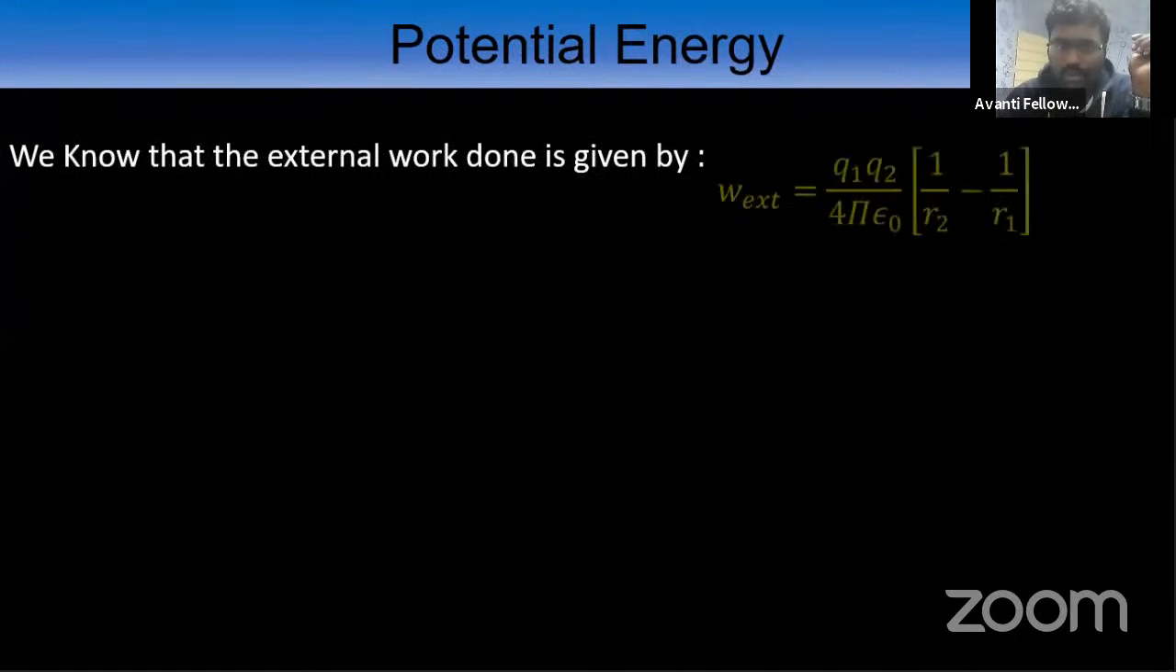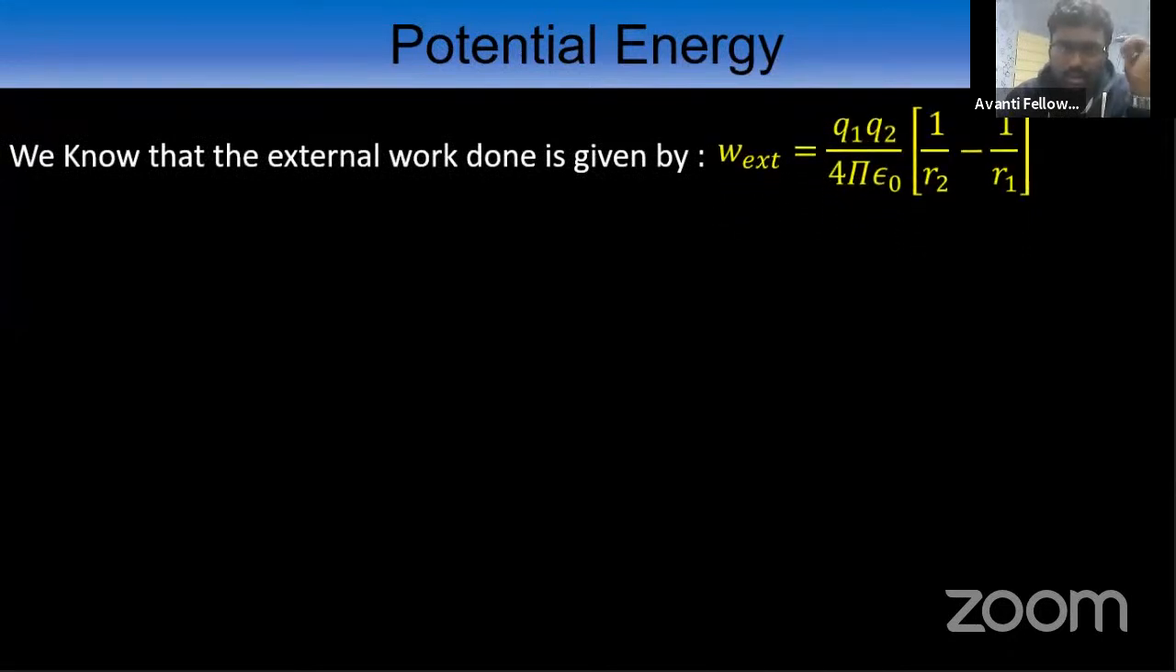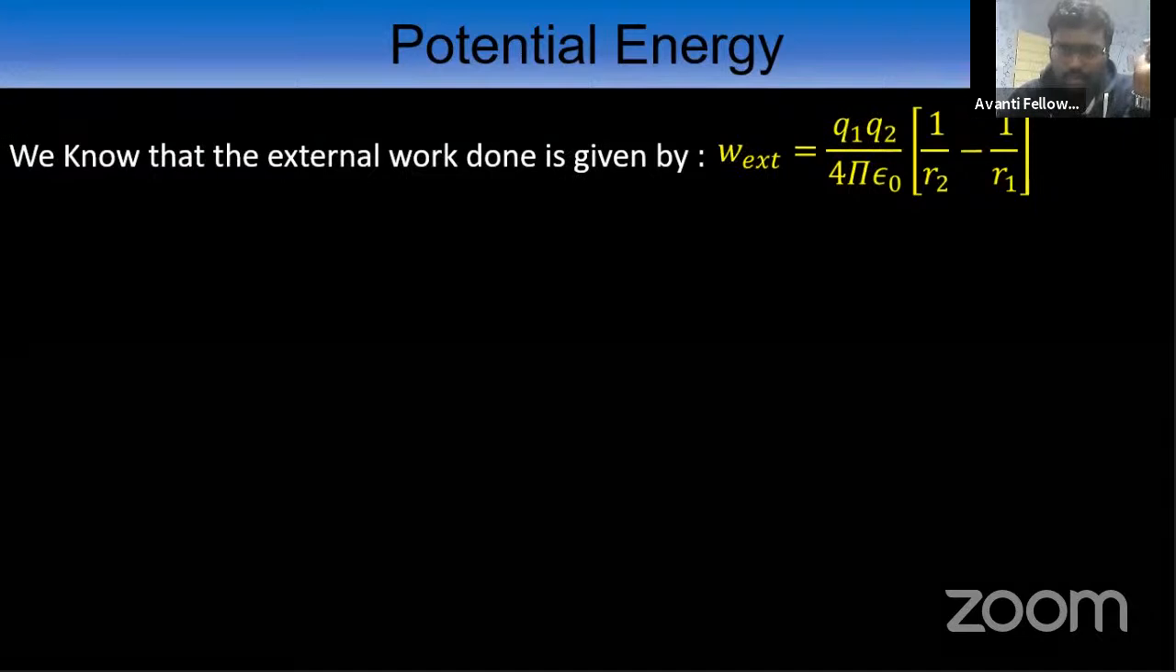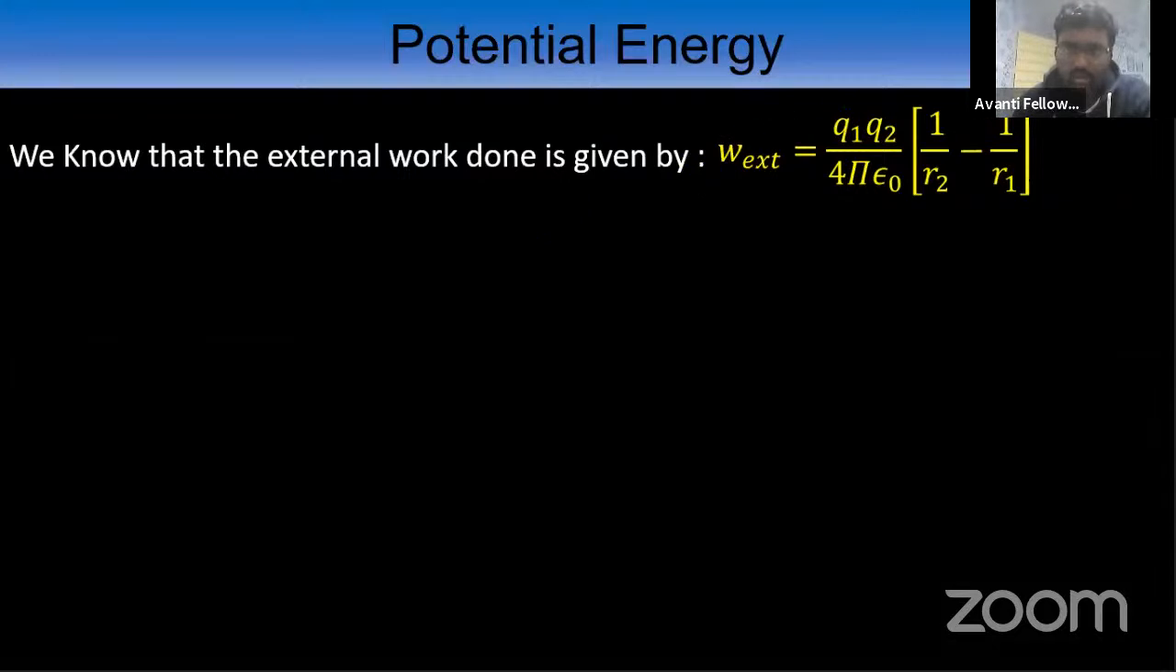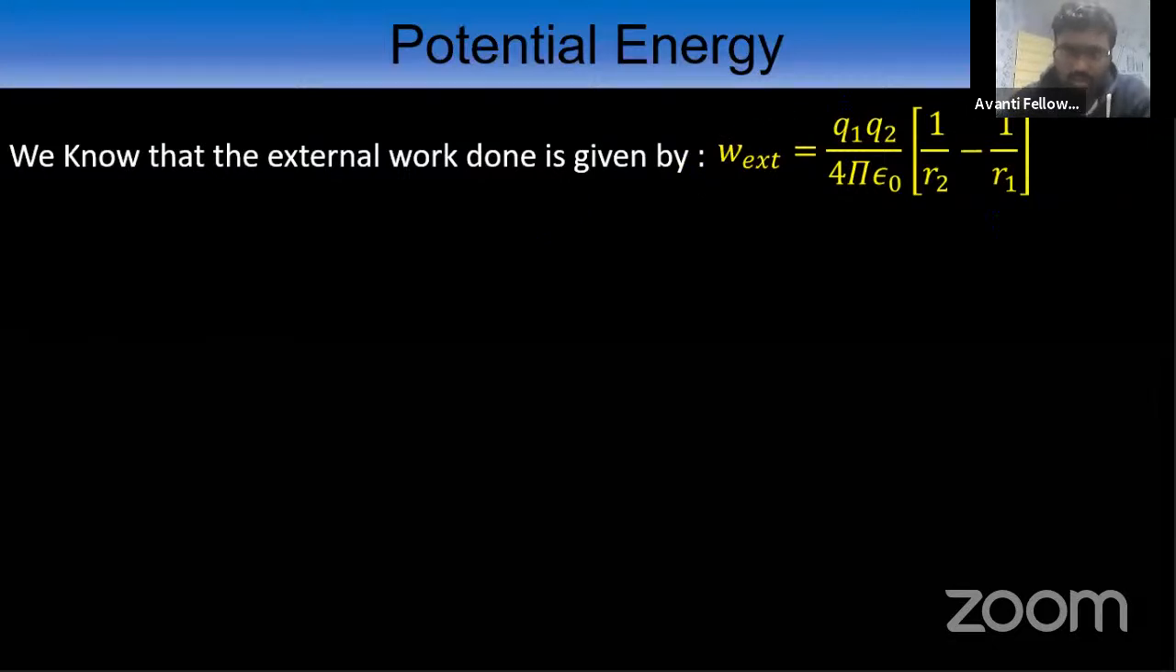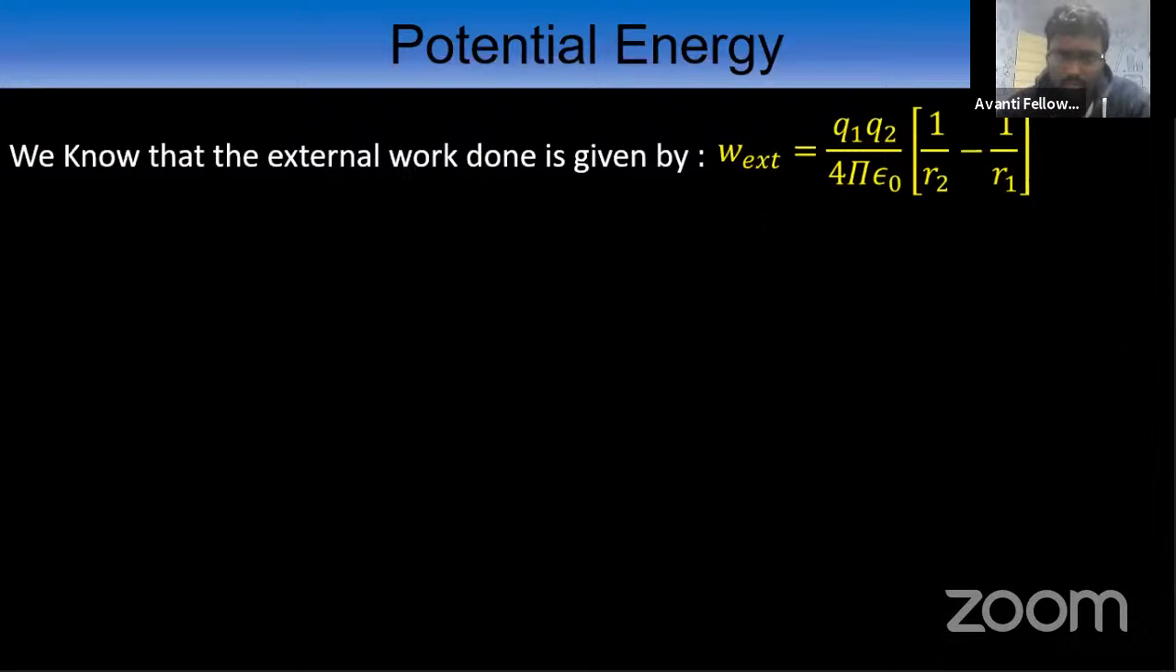We know that the external work done is given by W external equals Q1 Q2 by 4 pi epsilon naught into R. We have learned this. W external is Q1 Q2 by 4 pi epsilon naught into 1 by R2 minus 1 by R1. Now, what should we discuss? We should discuss potential energy. What do you mean by potential energy?